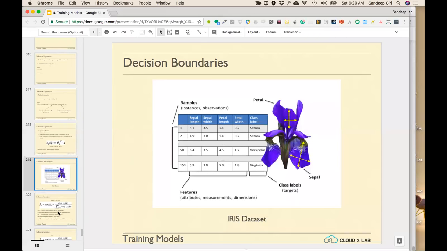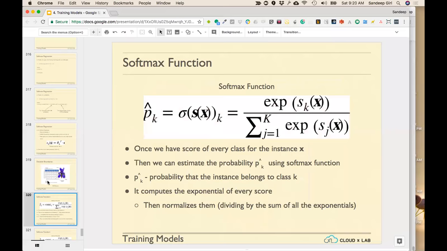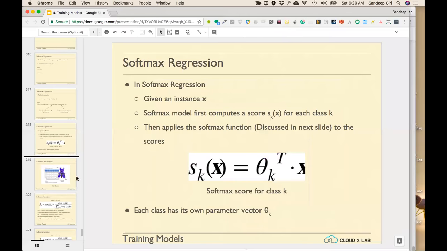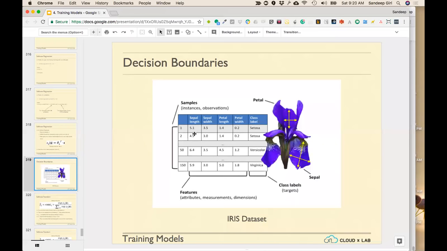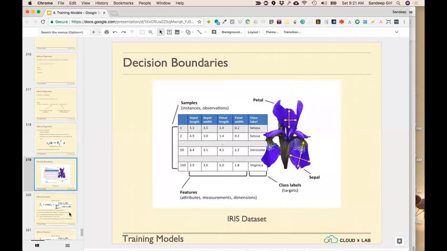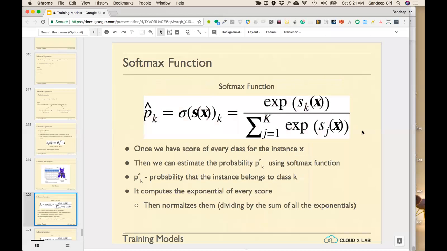Now what we are going to compute is e to the power sk. And what is sk? Once we have computed the thetas for all of these, we multiply them there. So we'll get three sk values, three s values, and then we take e to the power of all the three. Now we get some number. Then we compute the summation of all the three, and divide each one by it.